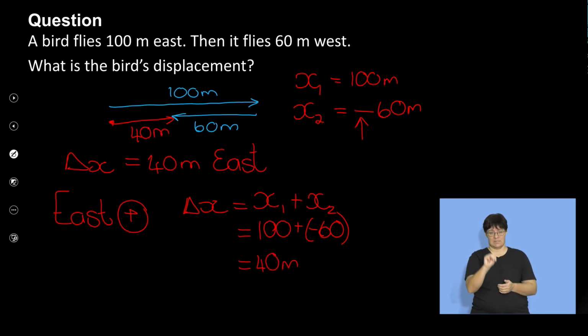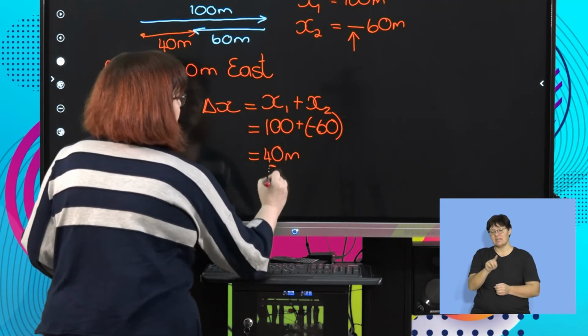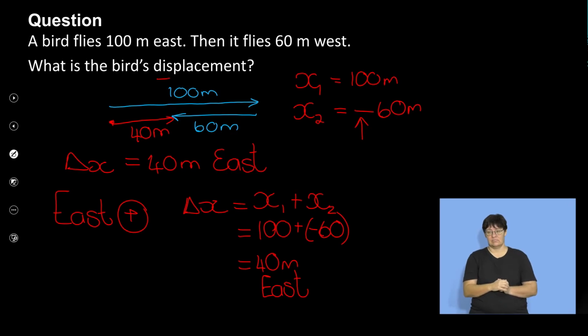So I get 40 meters. I get a positive answer. That means that this is 40 meters east. I wanted displacement. Displacement is the change in position.